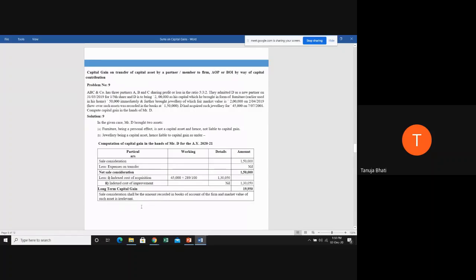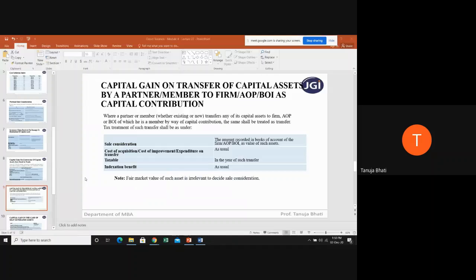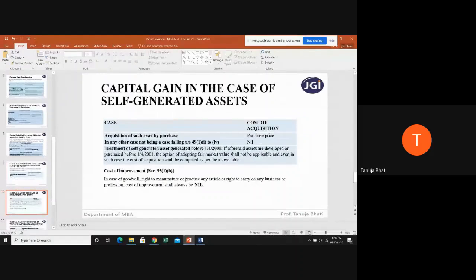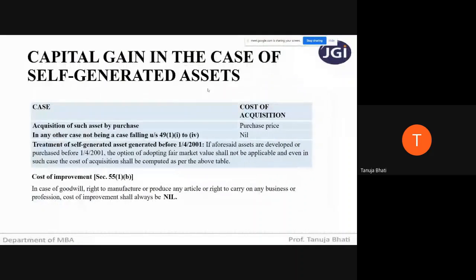Now let us move ahead to the next type of transfer, which is regarded as transfer, and what treatment it has to be given. Now suppose there is a self-generated asset. If I say self-generated asset, it means which you have not purchased, you have created. It can be a goodwill of a business. See, goodwill, you can also purchase it. But many a times people create their own goodwill. So that is called self-generated, that is, you have generated it by yourself. It is goodwill of the business, you can say.